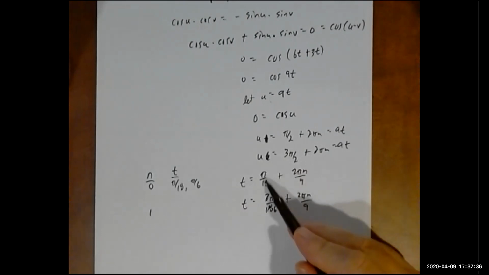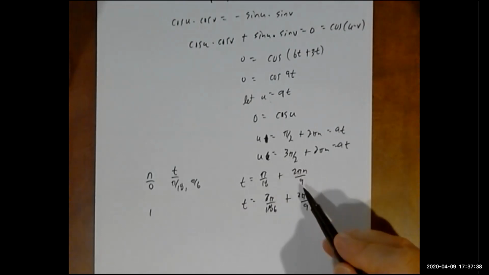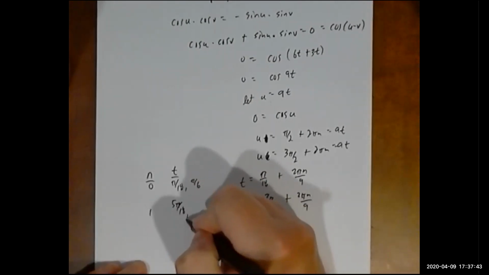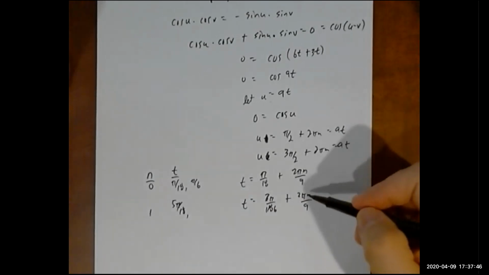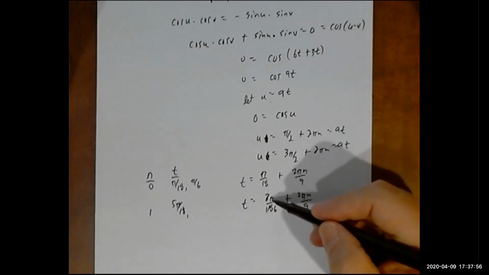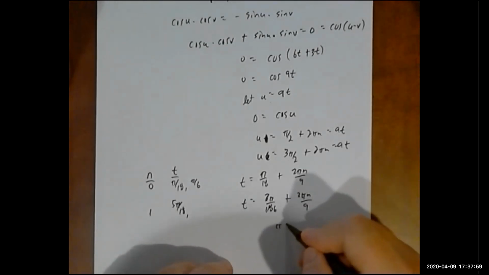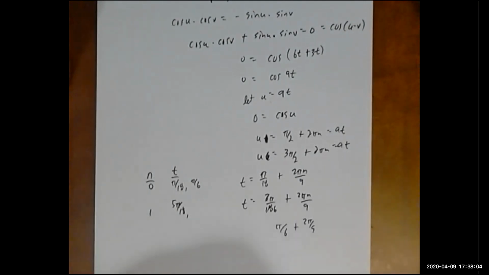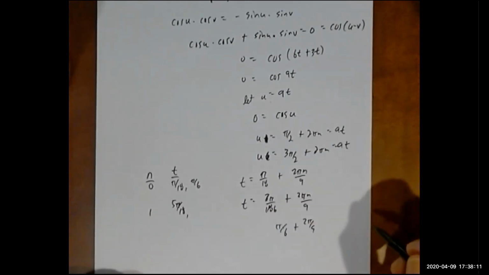When n is 1, you get pi over 18 plus 2 pi over 9. That's the same as 4 pi over 18. That looks like 5 pi over 18. You put 1 here. It's like pi over 6 plus 2 pi over 9. Wow. How about this is 3 pi over 18, 2 pi, 5 pi over 18.